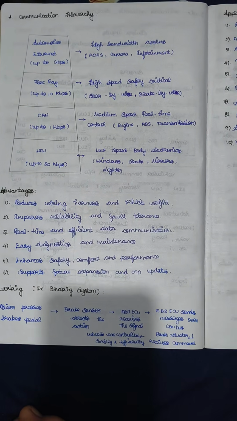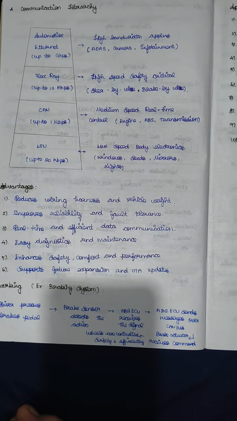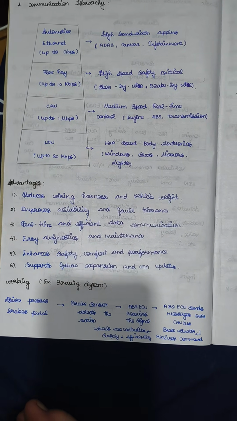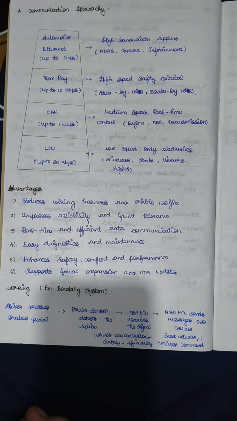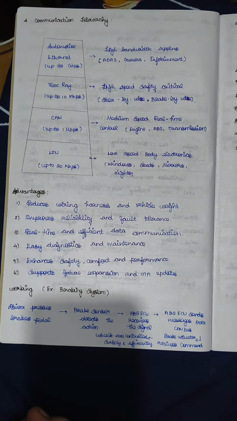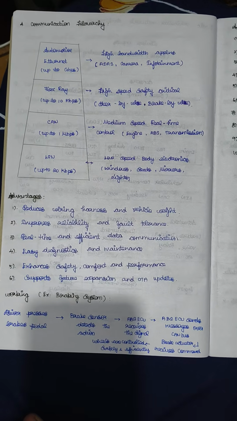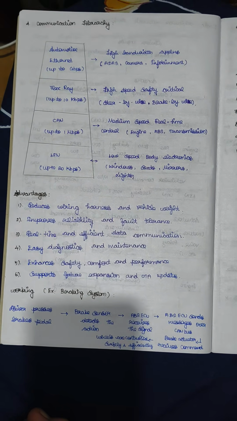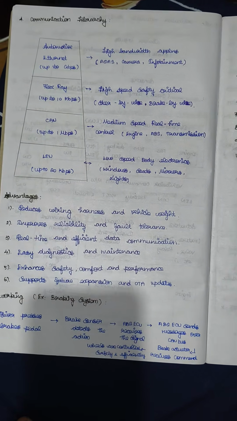Hi everyone. In the previous video, we discussed what vehicular network architecture is and why we need it. We also discussed the major components present in the vehicle network architecture, and finally the basic architecture. In this video, we are going to see the communication hierarchy present in the vehicle network architecture, and then their advantages, working, and finally the applications. So let us now look at the communication hierarchy.